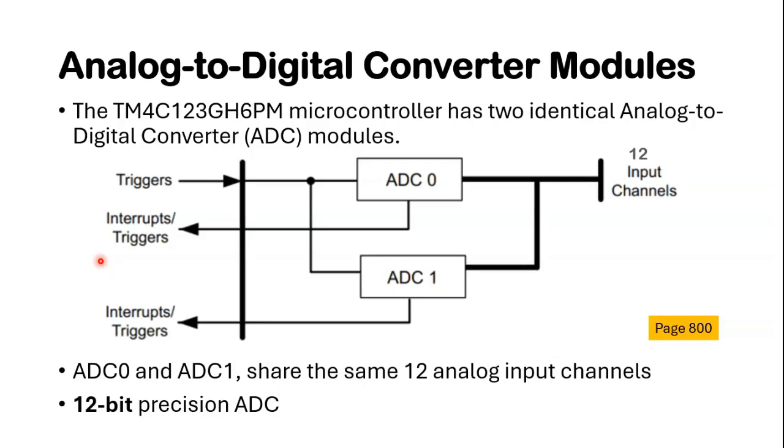Now, the TM4C123GH6PM microcontroller has two identical analog to digital converter modules. Now, these two modules are ADC0 and ADC1. The two ADC modules share the same 12 analog input channels. Now, each ADC module supports 12-bit conversion resolution.